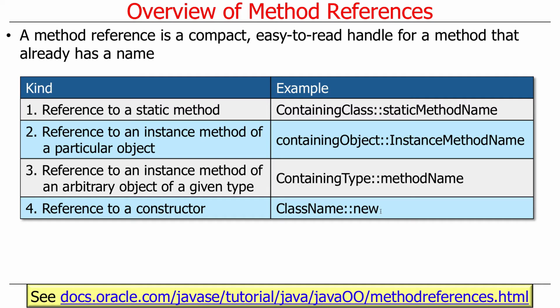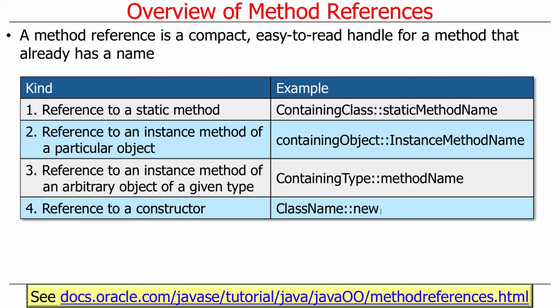There are four main types of method references. One is a reference to a static method. So if you have some class, like String or whatever, you can then say :: static method name. This is very much like, if you're familiar with C++, the concept of static member functions or static methods in C++. That's almost identical syntax and the same basic concept. We're referring to a static method.